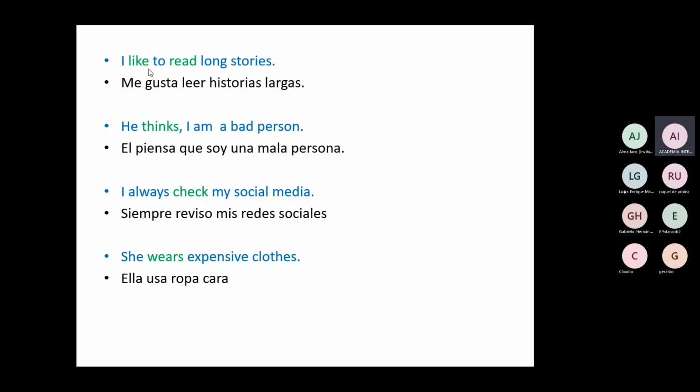And the last one. She wears expensive clothes. Wears expensive clothes. ¿Verdad? Estoy usando una S. She wears expensive clothes. Because I'm talking in third person. Ella. ¿Verdad? Estas son en presente simple y son oraciones afirmativas. Ok. She wears expensive clothes. No, ella no es que dice que lo está usando ahorita, sino que usa. Algo que usa habitualmente. She wears expensive clothes.